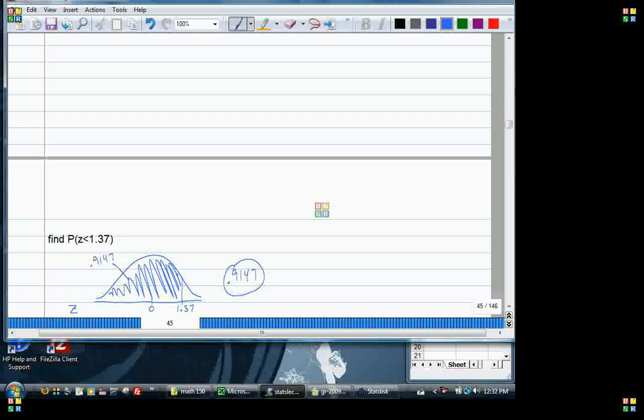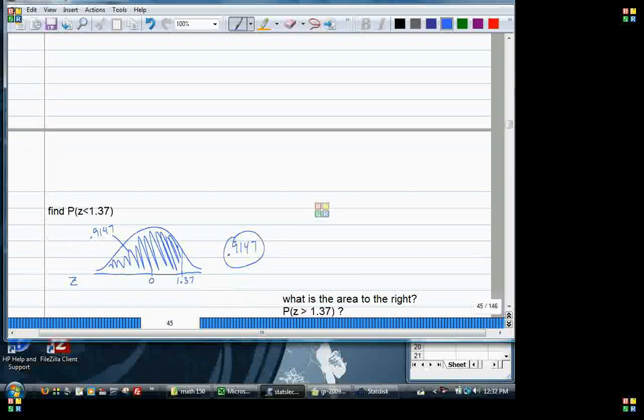Okay. Now, the next thing you have to be aware of: what if we asked what's the probability that z is greater than 1.37? Then what are we asking for? The area to the right. Now the question is, how do we find that?